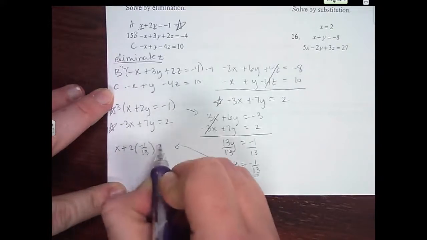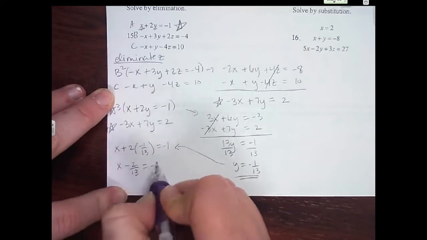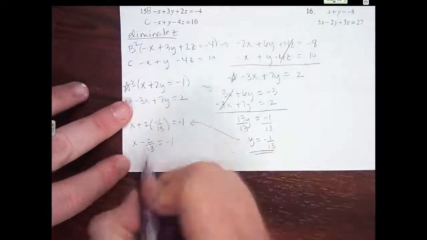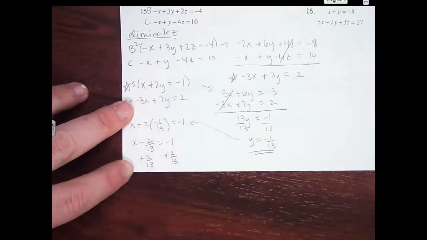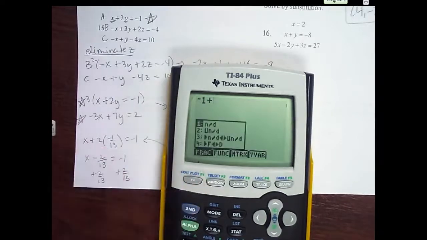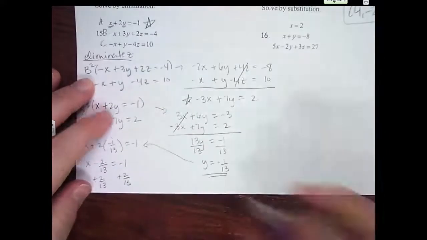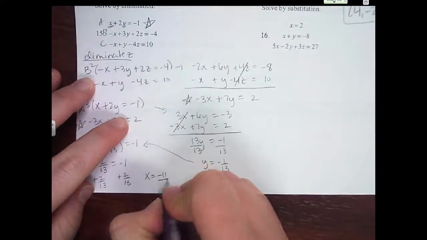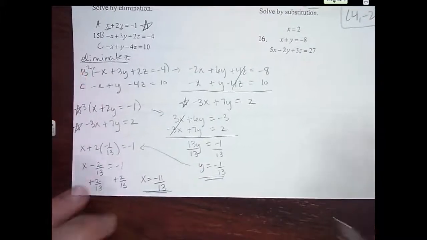Yikes, this is ugly. So this becomes x minus 2 over 13 equals negative 1. If I want to solve for x, I need to add 2 over 13. So in my calculator, I have negative 1 plus 2 over 13. And I get negative 11 over 13.